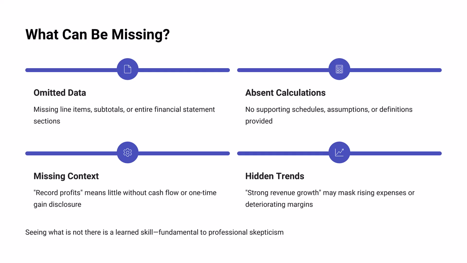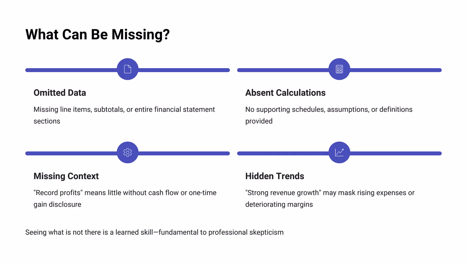Omitted data includes missing line items, subtotals, or entire financial statement sections. Sometimes a balance sheet lists only assets and equity with no liabilities at all. Absent calculations mean no supporting schedules, assumptions, or definitions are provided to back up the numbers. Missing context occurs when claims like record profits are made without disclosing cash flow or one-time gains that inflated the results. And hidden trends appear when strong revenue growth masks rising expenses or deteriorating margins.